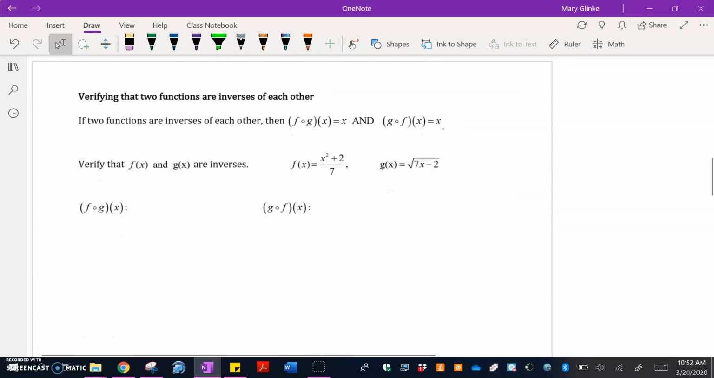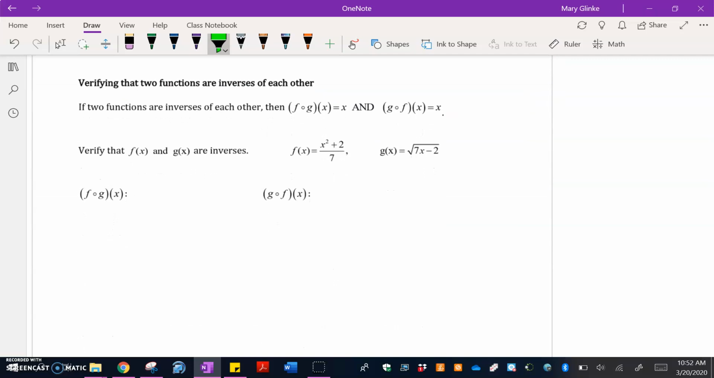Our last goal for today is to verify functions are inverses of each other. When you see the word verify, it is asking you to prove that two functions are inverses of each other. And in order to prove that, we need to do a composition of the functions, both g into f and f into g, and we need to show all of our operations undoing each other.